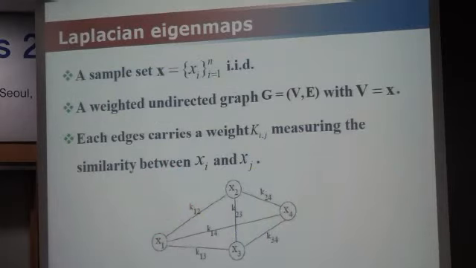So let me talk in more detail. What is Laplacian Eigenmaps? We are given a sample set X. This set is IID, identically independently distributed. And between Xi and Xj, we have a weight Kij that measures the similarity between Xi and Xj. If Xi and Xj are very similar, then Kij is very large. On the other hand, if Kij is small, we think Xi and Xj are dissimilar.